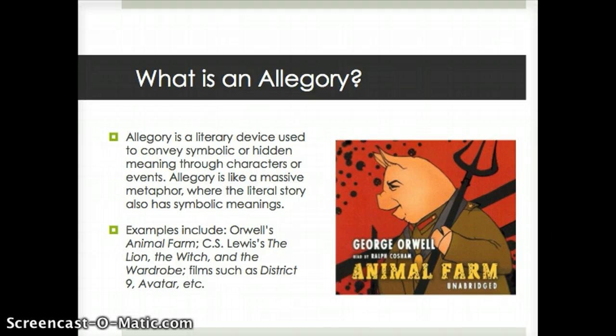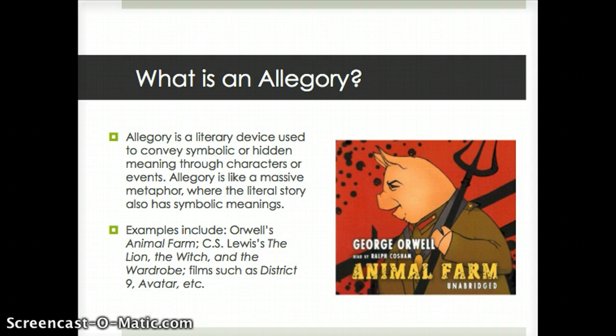An allegory is a literary device used to convey symbolic or hidden meaning through characters or events. I like to compare it to a layered narrative. You have a literal meaning of the story, and then you have underlying symbolic meanings of the story. It's really a layered narrative where there are deeper levels of meaning that you can infer and read into.